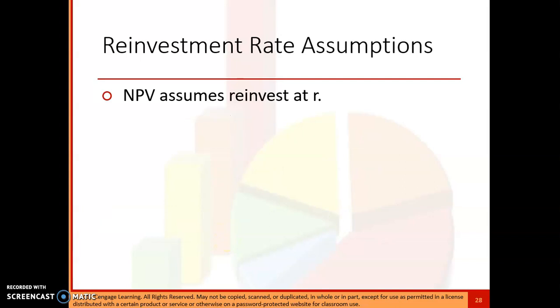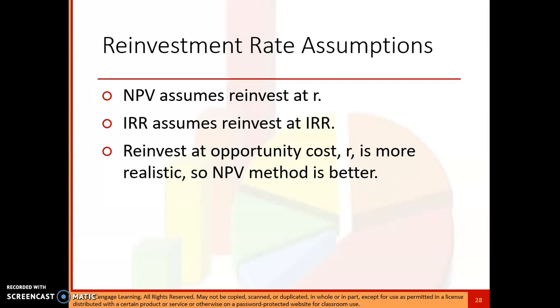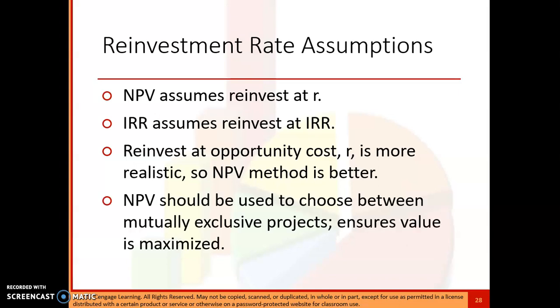Reinvestment rate assumptions. So NPV assumes reinvestment at the required rate of return, or the firm's cost of capital in most cases. The IRR assumes reinvestment at the internal rate of return. This may not necessarily be achievable. Reinvestment at the opportunity cost or required rate of return is more realistic. So the NPV method is superior. The NPV should always be used to choose between mutually exclusive projects and ensures that the value is maximized.